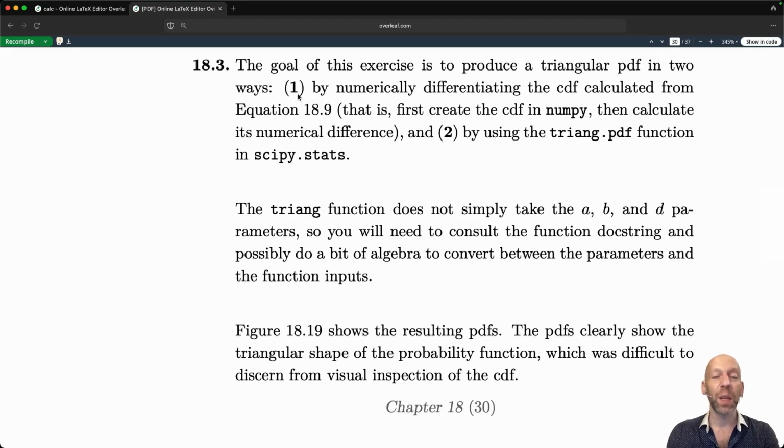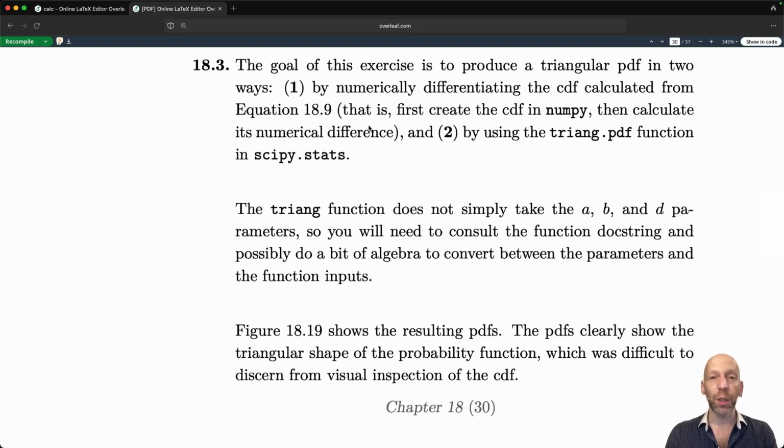And you're going to create this in two ways. The first way is by directly implementing equation 9. This is the equation for the CDF of a triangular distribution. I'll scroll up to that equation in a moment. So implement that equation in NumPy to generate the CDF, and then you calculate its numerical difference using numpy.diff. And that should give you, according to calculus theory, the PDF of a triangular distribution. Okay, so that's one approach.